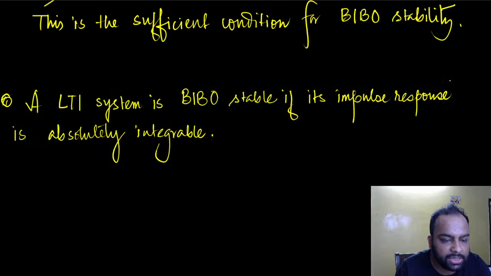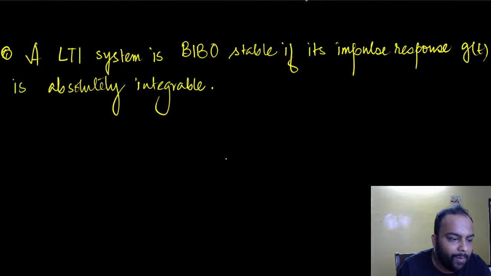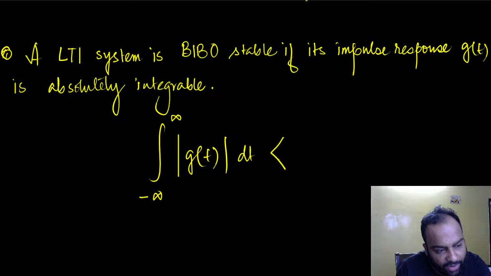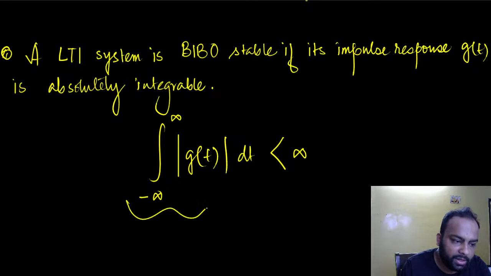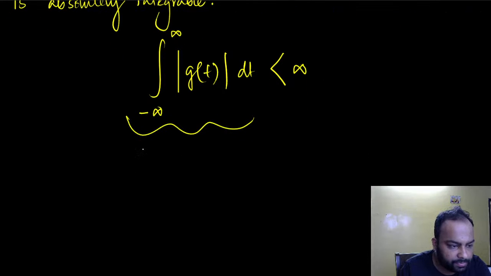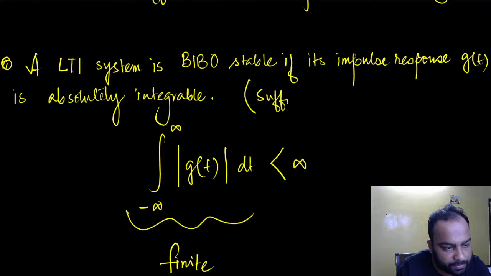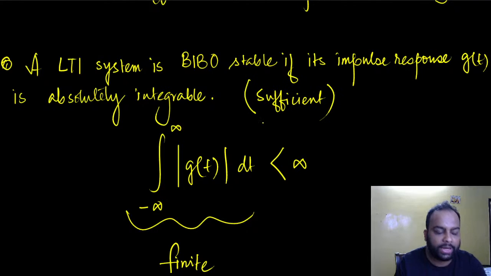So the impulse response is, say for example, g t. We are saying that mod g t integrated over negative infinity to positive infinity with respect to t should be finite. So let's just say less than infinity. That's the point. So that's again a sufficient condition. So it is guaranteed for the system to be stable if this is so. Ask any question you might have.